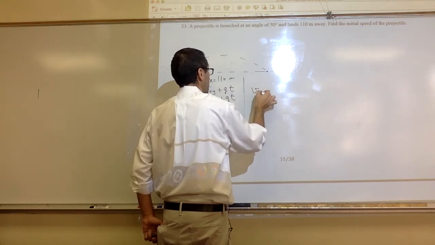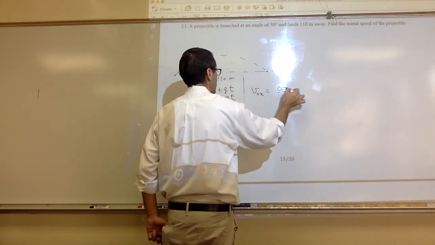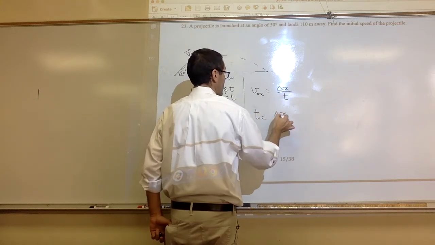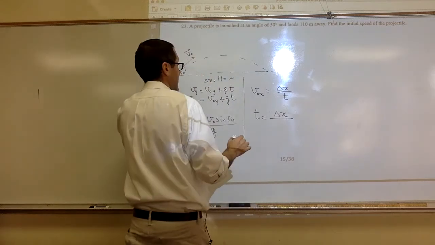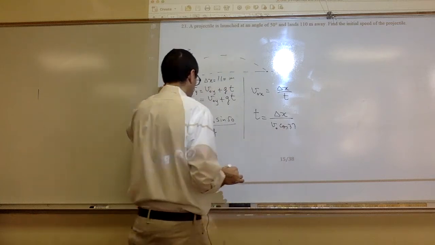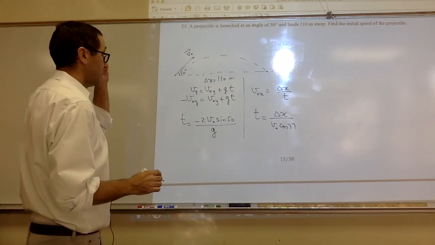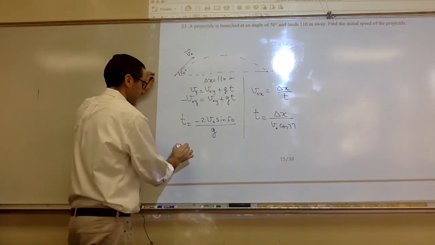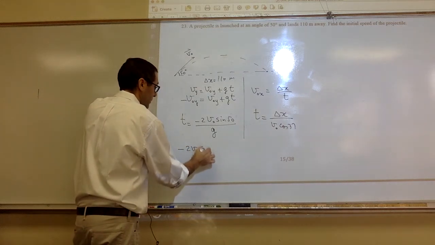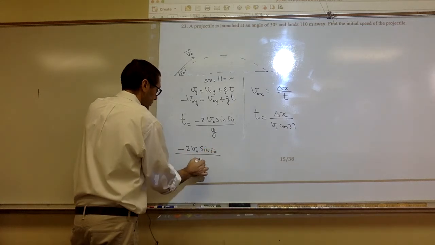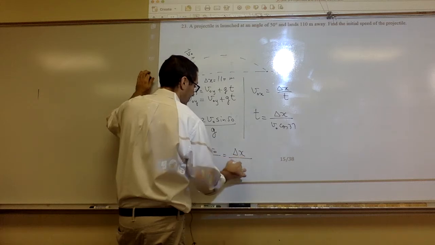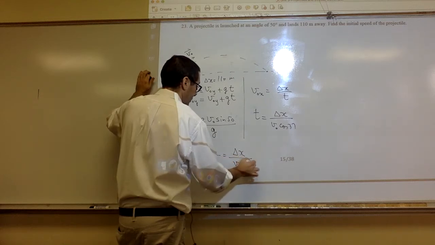Now V0x is delta x over time. Time is equal to delta x over V0 cosine of 37. Now all you have to do, the time is the same, so you set these two times equal. So you should end up with negative 2 V0 sine 50 over g, which is negative 10, equals delta x over V0 cosine of 37.